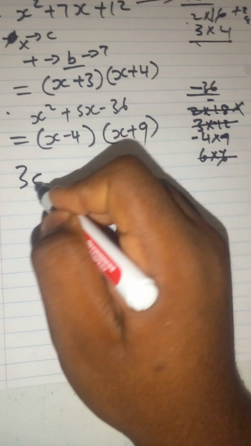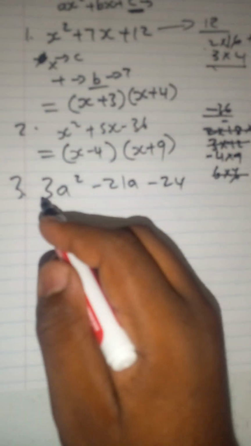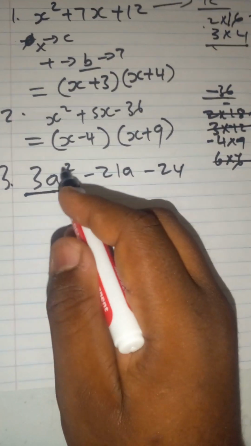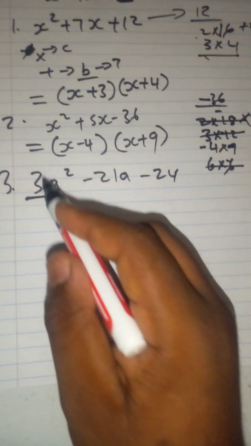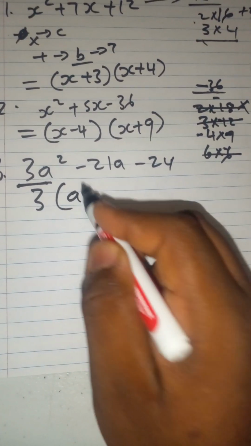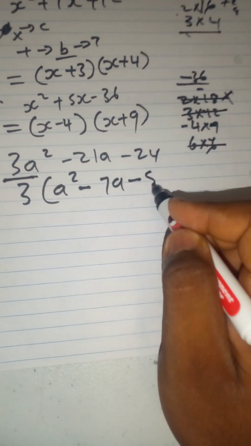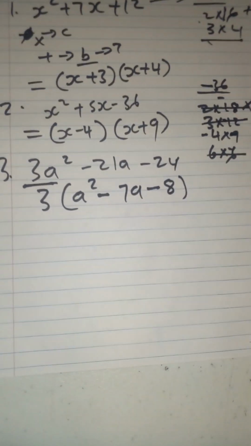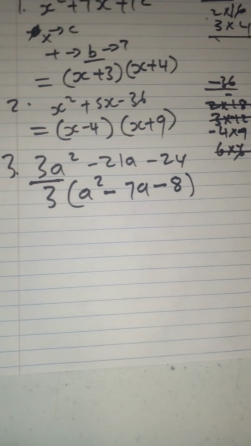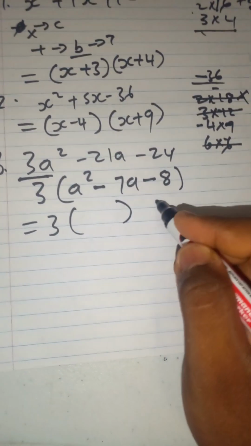Let's say I have 3a squared minus 21a minus 24. So now, as you can see, check the first term. I can see that the coefficient of a is already greater than 1, meaning that I can factor out 3, because it can be divided throughout. So let me say 3 and then a squared minus 7a minus 8. 24 divided by 3 is 8, which is negative 8. And then we are gonna just write the very same 3 here and the two brackets.